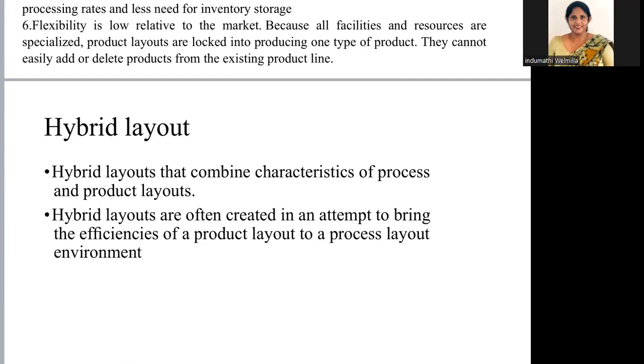This type of layout you can also see in practice. Simply we can say this hybrid layout combines aspects of both process and product layouts. This is the case in facilities where part of the operations is performed using an intermediate processing system and another part is performed using a continuous processing system.